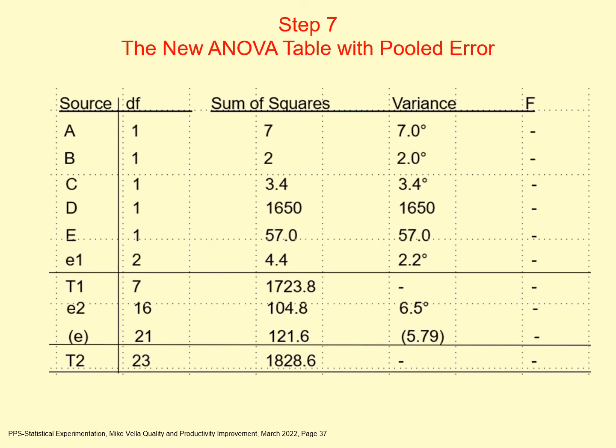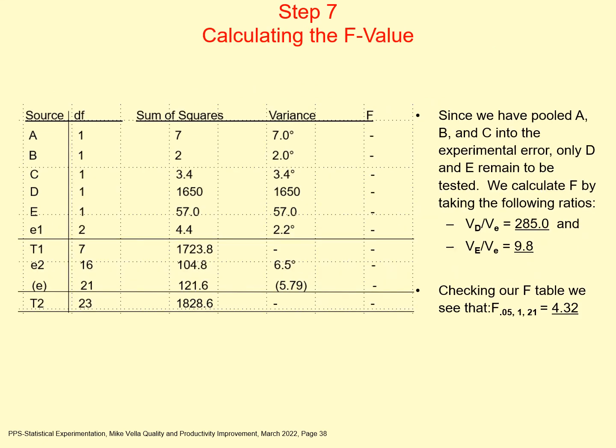So here is our new table with the pooled error that we've calculated. The next step for us is to discuss the F value. Now we're finally ready to make a decision about significance. Since we've pooled factors A, B, and C into the experimental error, that means that they were not important in terms of the range of changes that we made. Only factors D and E remain to be tested. We calculate the F by taking the following ratios: the variance of factor D, which is 1650, divided by the variance of E, which is 5.79. So that's an F value of 285.